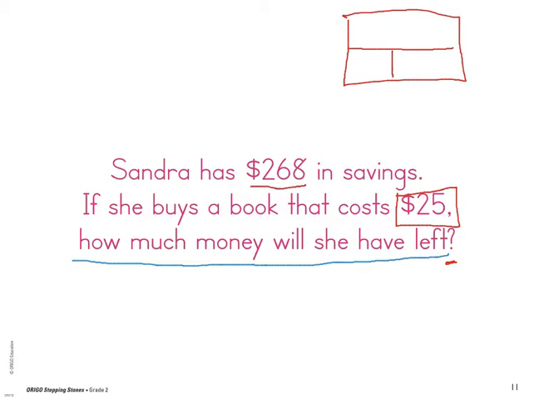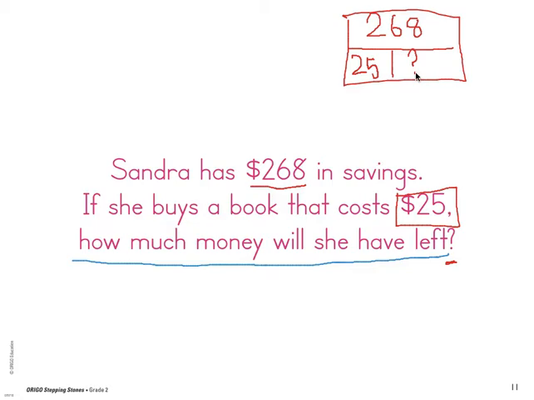So let's start to fill in our part total. We know that the total is $268. That's the total amount of money that she's starting with. What is one part? The book costs $25. So she is paying $25. So we are looking for how much money she is going to have left after she pays the $25. And the only way to find that other part is to subtract.